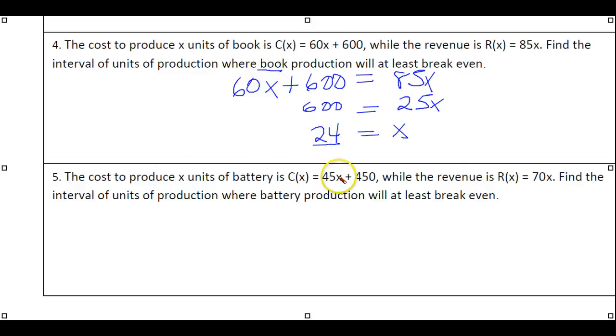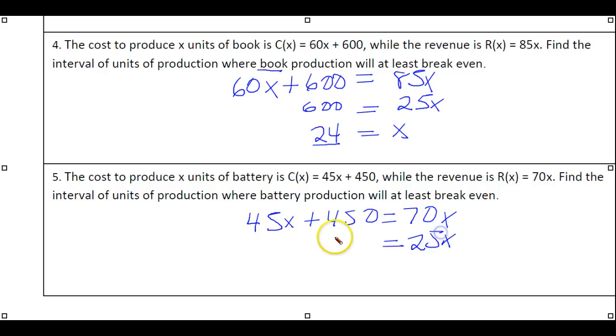All right, and then finally this one, very similar, 45x plus 450 equals 70x. Subtract that from both sides, you get 25x equals 450. Divide both sides by 25. And you need to sell 18 of these units in order to break even.